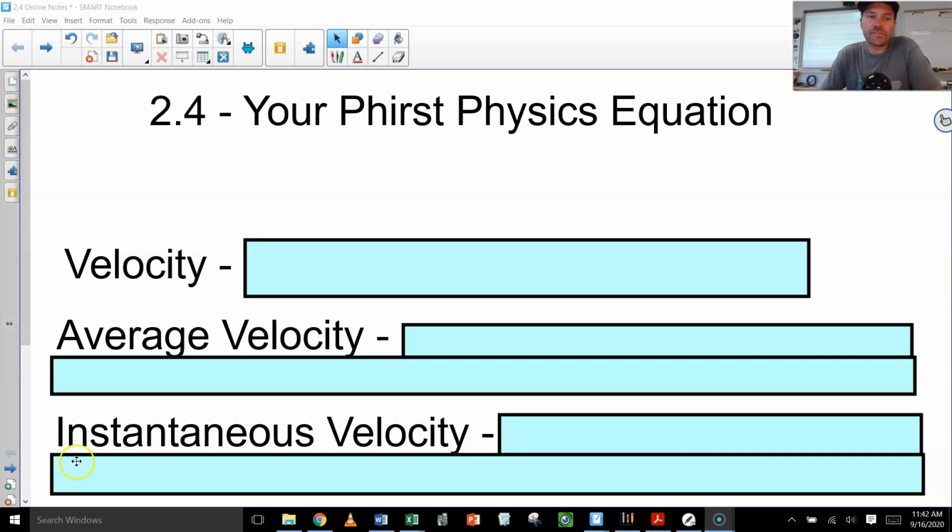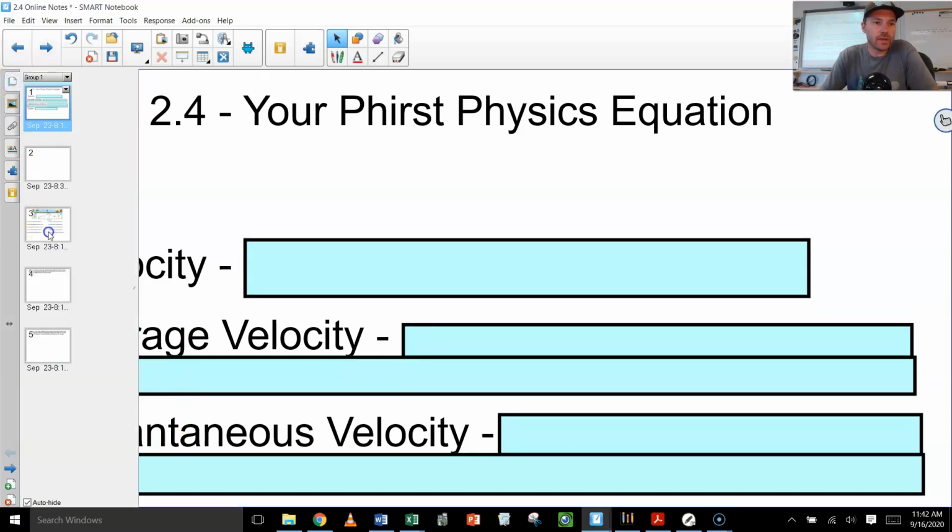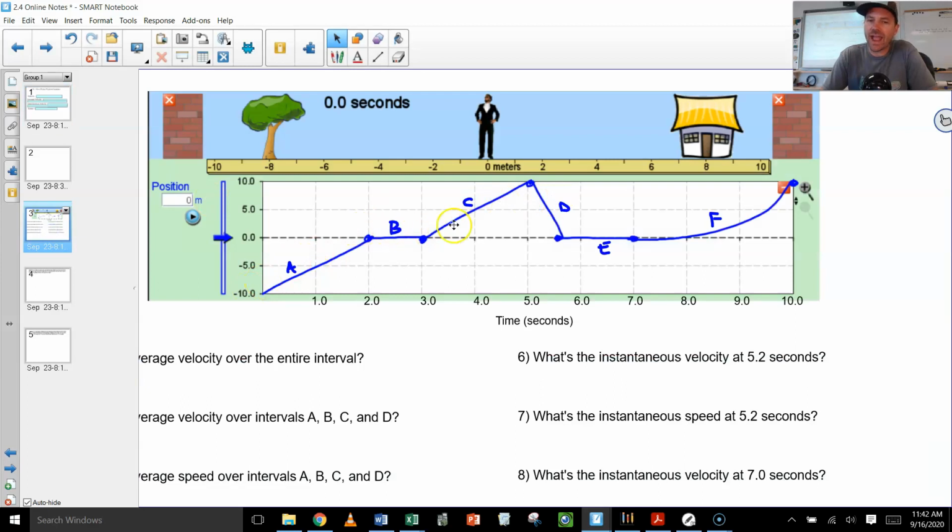So we're going to define a few terms: velocity, average velocity, instantaneous velocity. We're going to look at a graph from our moving man to just talk about specific spots on this and how they relate to those words that we just talked about. And that's where I'm going to leave it off today.